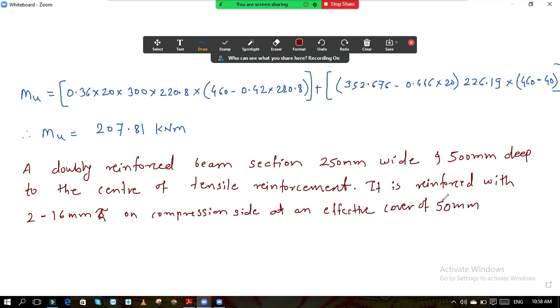At an effective cover of 50 mm, and 4 bars of 20 mm diameter as tensile steel. Full stop. Calculate the moment of resistance of the beam.